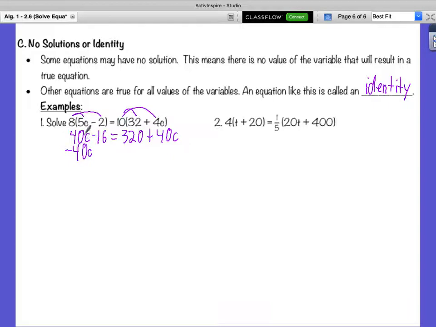Because to move either of these 40c's, would we subtract? So it really doesn't matter which. What's 40c minus itself? 0. So we have negative 16 equals 320. I think that works. Does negative 16 equal 320? No. Not the last time I checked. Okay?